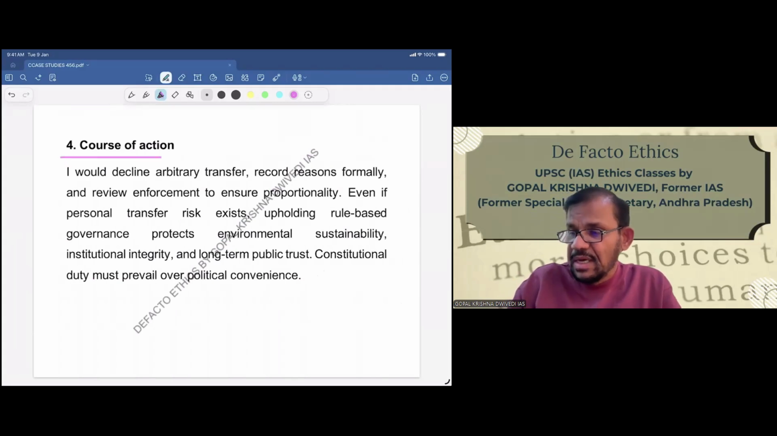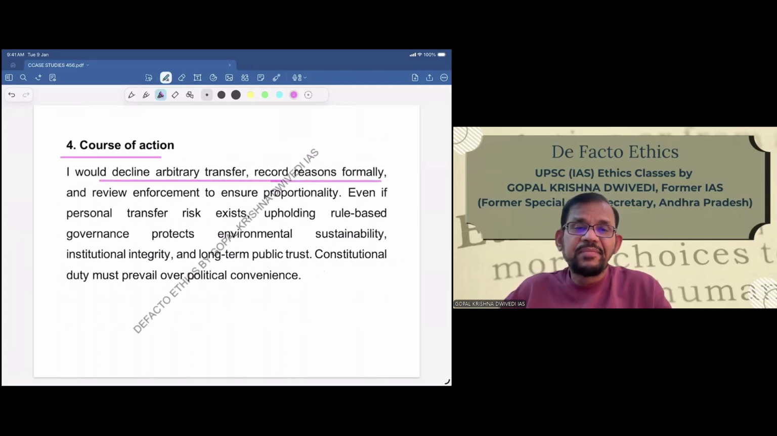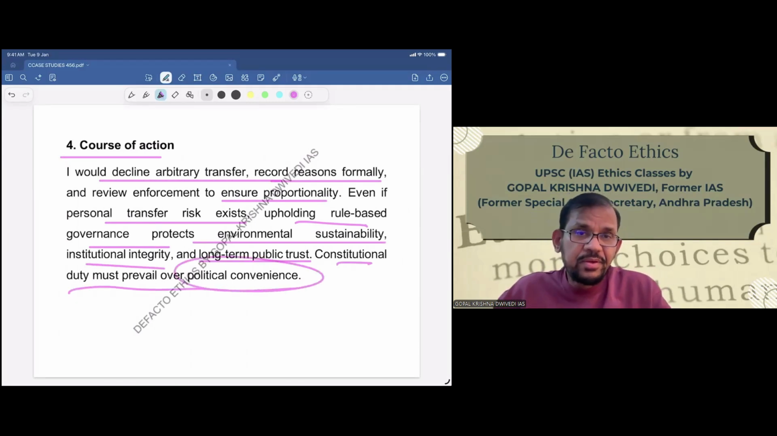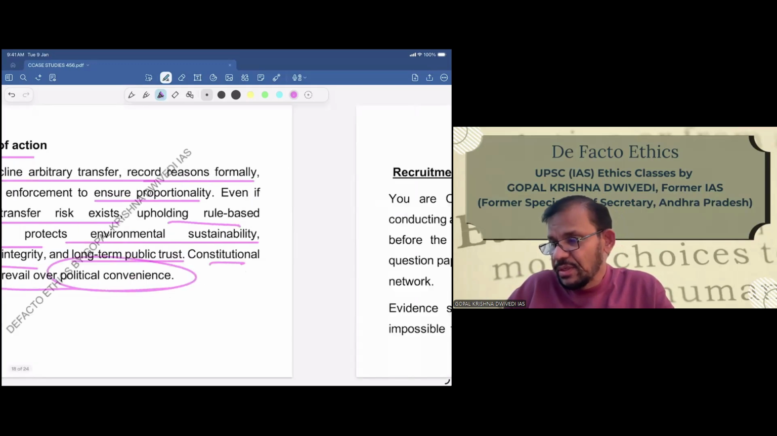Course of action. I would decline the arbitrary transfer, record reasons formally, and review enforcement to ensure proportionality. Even if personal transfer risks exist, upholding rule-based governance protects environmental sustainability, institutional integrity, and long-term public trust. Constitutional duty must prevail over political convenience. So this is the course of action suggested. Now let us see the third case study which I am going to take up today.